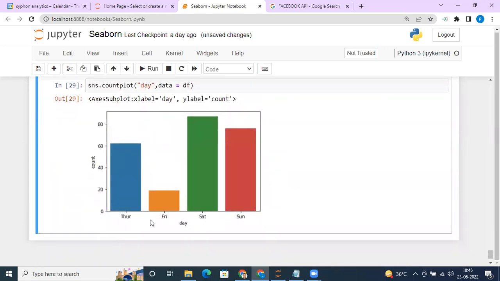So we have four days of data: Thursday, Friday, Saturday, and Sunday. And of course, most of the people visited on which day? From this graph, what conclusion can you make? Everyone, what conclusion can you make? There were more people on weekends, Saturday and Sunday. Saturday and Sunday have more, and the highest is on Saturday, the least on Friday.